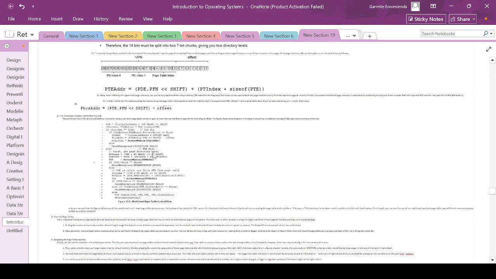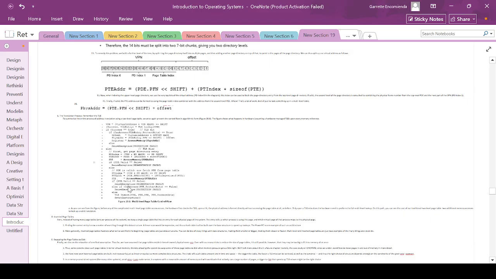First, get the page directory entry: PDI index equals (VPN & PD_MASK) >> PD_SHIFT, and then PDE address equals PD base, the page directory base, plus the PDI index times the size of PDE. Then PDE equals AccessMemory(PDE address). If PDE.valid equals false, raise exception: segmentation fault. So first it was the protection fault, now it's the segmentation fault.